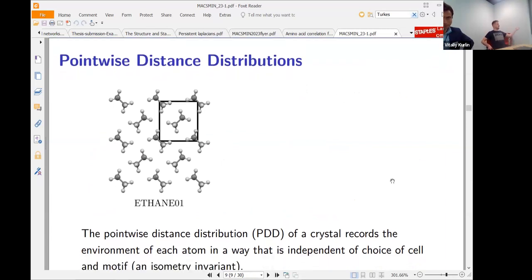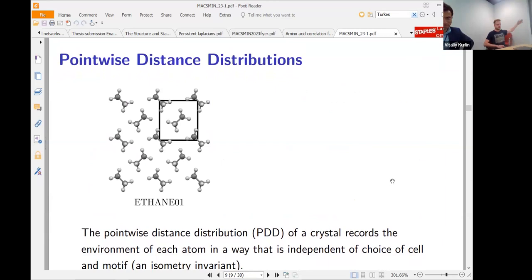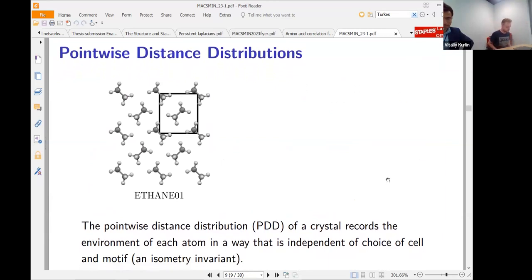Basically, we're going to start measuring distances to neighbors for each atom in the unit. So the point-wise distance distribution is like a statistical distribution, and the elements are, in my mind, like atomic environments described by distances to nearest neighbors. So all we do is, for each atom in a unit cell, start listing distances to neighbors, choose a number k, and list all the neighbors for every point in a unit cell up to k.